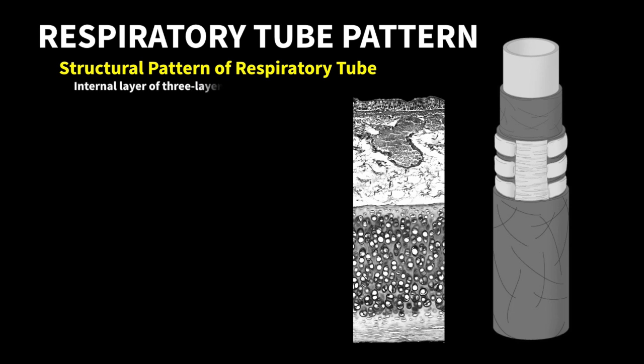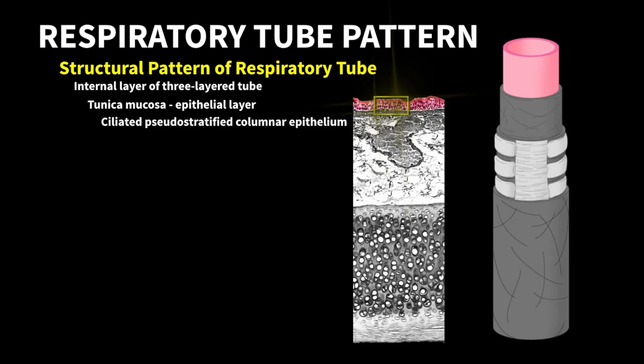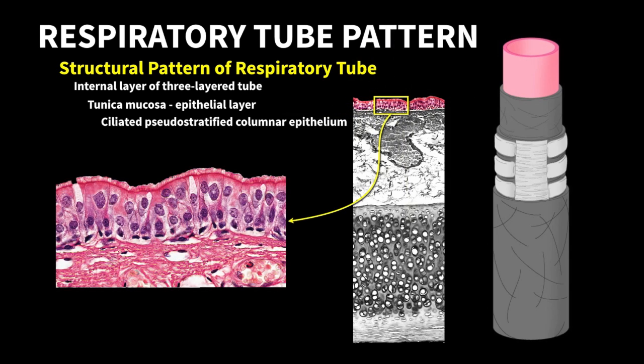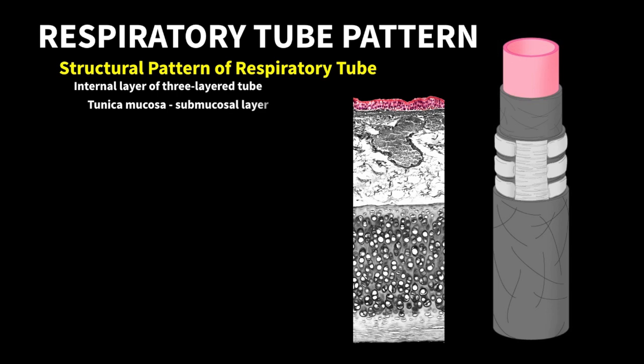The internal layer of the respiratory tube is named the tunica mucosa, and it has 2 subdivisions. The innermost portion of the mucosa is the epithelial layer, which is a mucus-producing, ciliated pseudostratified columnar epithelium, which coats the lining of the tubes with mucus throughout the majority of the respiratory system. The mucus helps moisten the tubes and functions as a filter to trap dirt particles from the inhaled air. Beneath the epithelial layer is the submucosal loose vascular connective tissue layer of the mucosa.